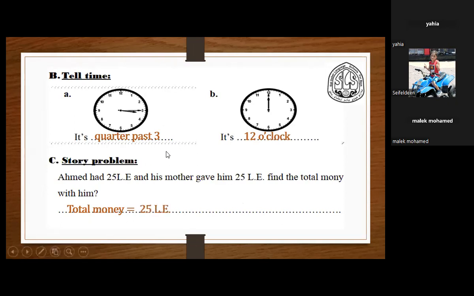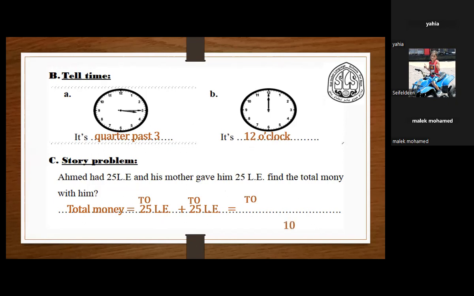25 pounds plus 25 L-E. To solve this problem, how can we do? Tens plus tens, ones plus ones. First, ones or tens? Ones. Excellent. First, ones plus ones. Which ones? The five or the two? Five is ones, two is tens. Another five is ones, and another two is tens. At first, the ones or the tens? Ones. Excellent, Muhammad.